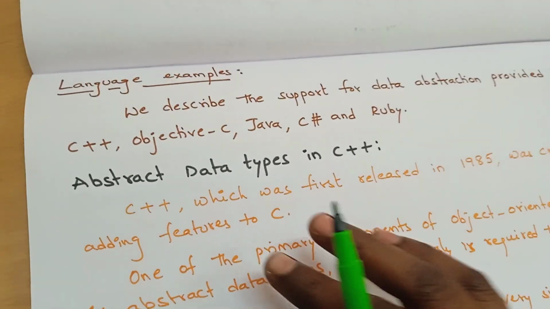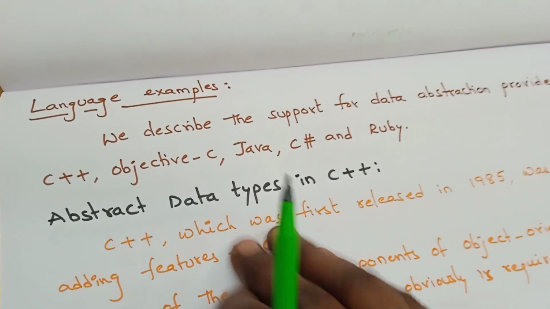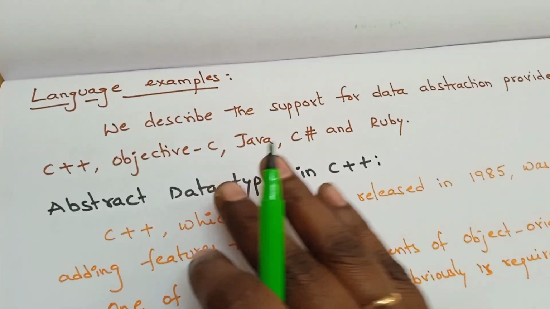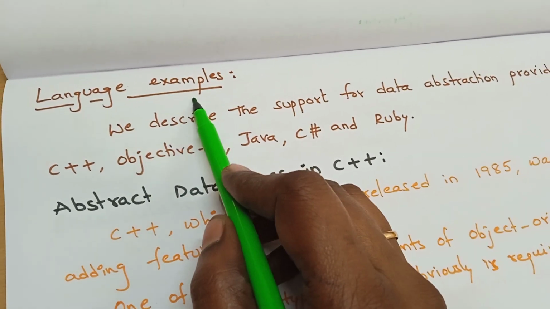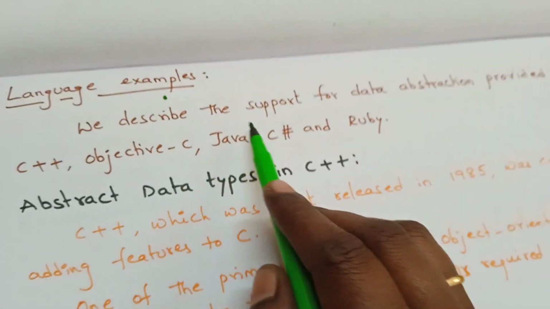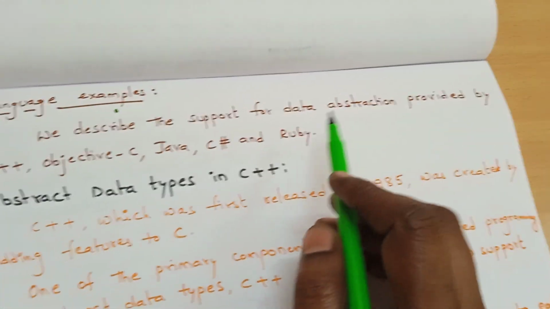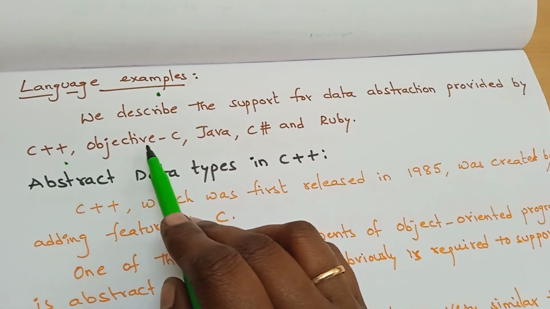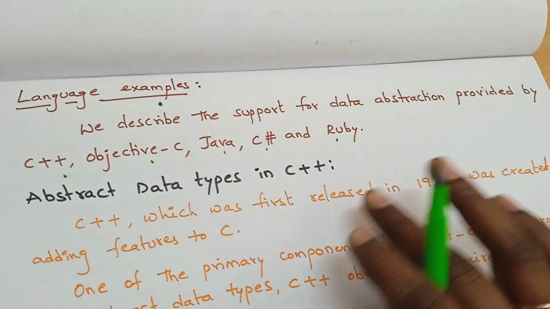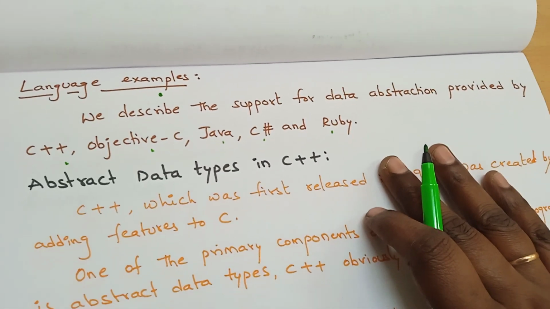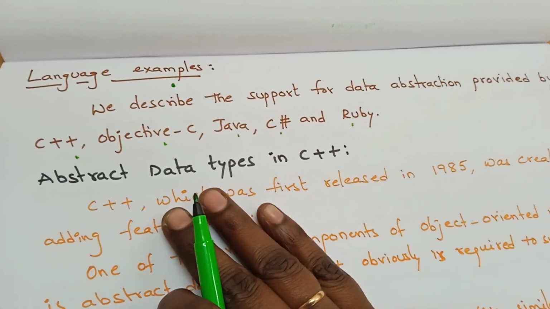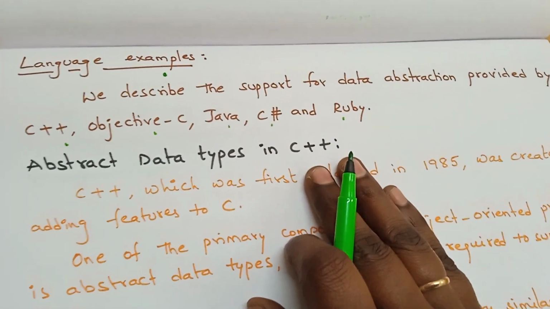Hello everyone. In this video we are going to talk about the continuation part of ADTs, and we'll cover the language examples. As discussed in the previous video, we described the support for data abstraction provided by C++, Objective-C, Java, C Sharp and Ruby. We cannot cover all languages in a single video, so today we'll talk about abstract data types in C++.